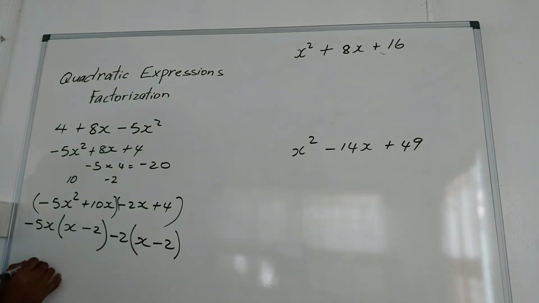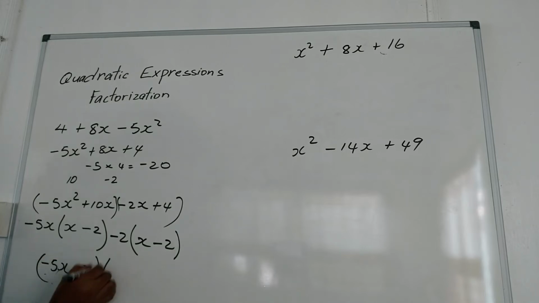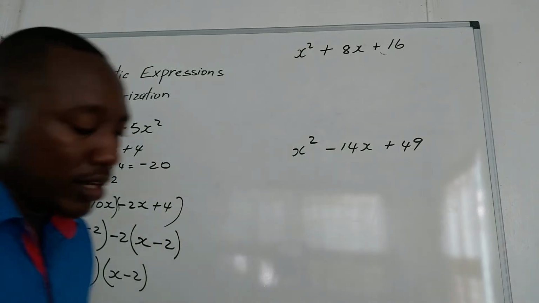So now we end up with minus 5x take 2 into x take 2. Alright? And that is our final answer. Okay? Now let's go up and try another one.